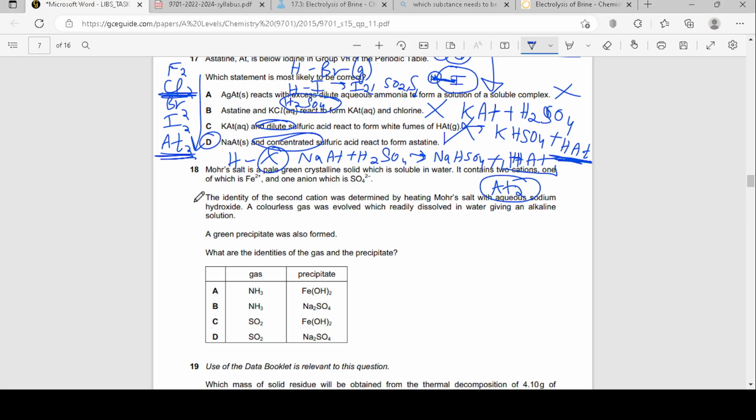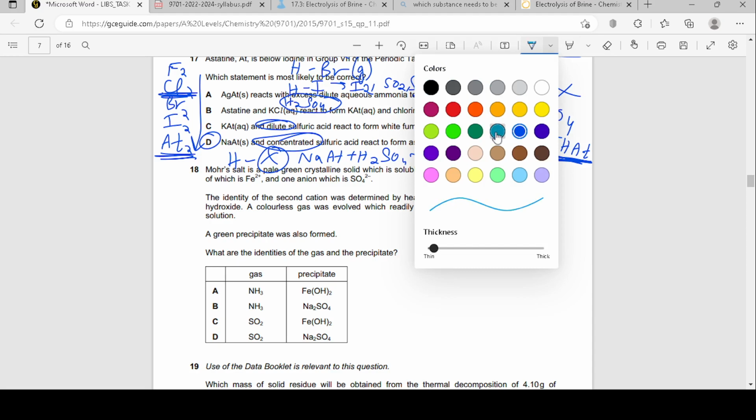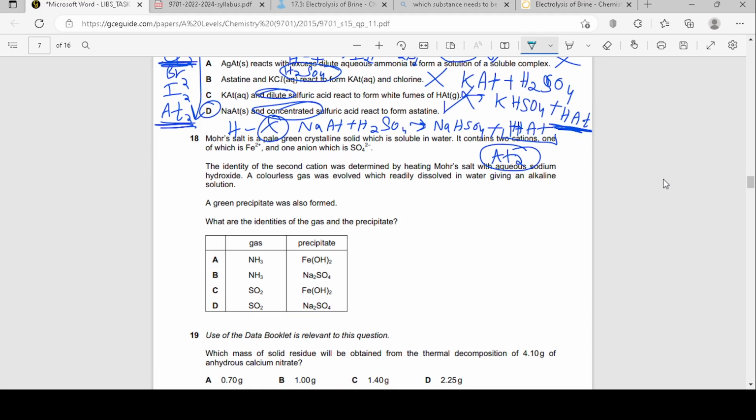Question number 18. Mohr's salt is a pale green crystalline solid which is soluble in water. It contains two cations, one of which is Fe2+ and one anion which is SO4 2-. The identity of the second cation was determined by heating Mohr's salt with aqueous sodium hydroxide. A colorless gas was evolved which readily dissolved in water, giving an alkaline solution. A green precipitate was also formed. What are the identities of the gas and the precipitate?